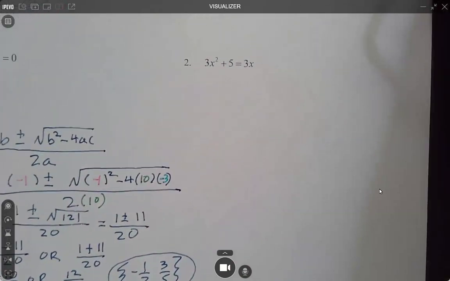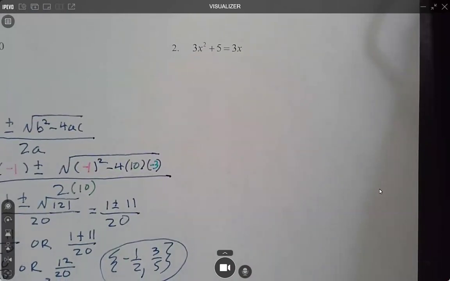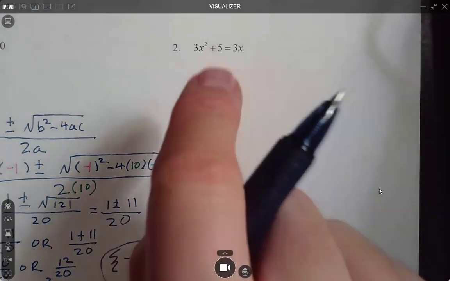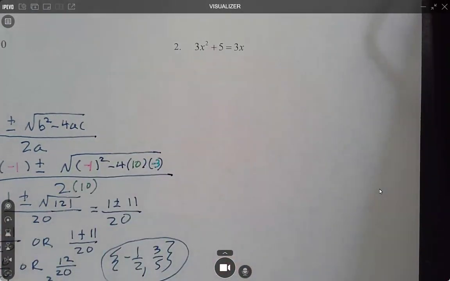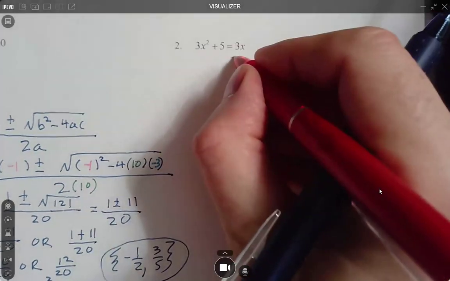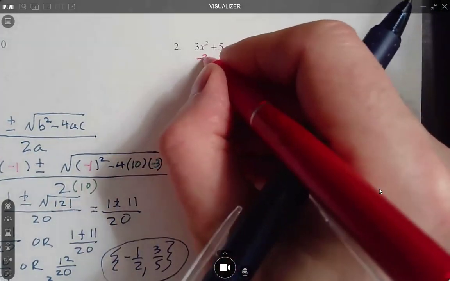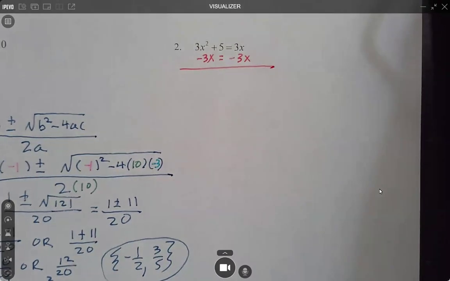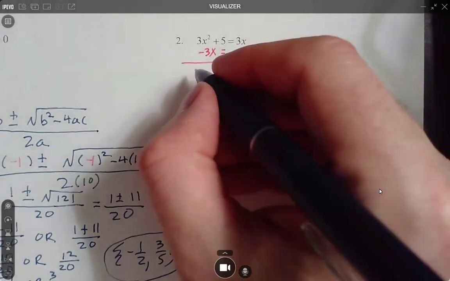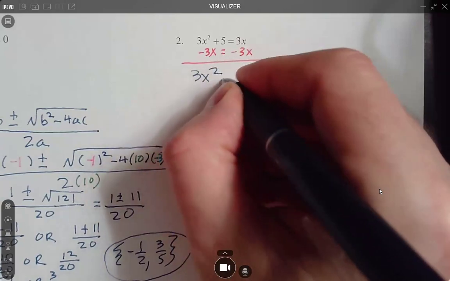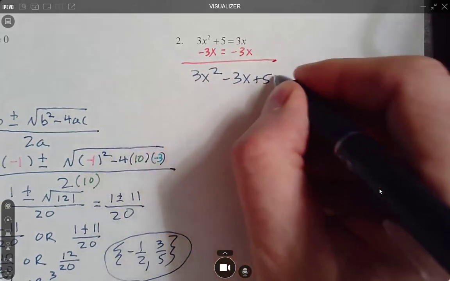All right, let's have a look at number 2. Now remember, whenever you want to use the quadratic formula, you need to get 0 on one side. So the first thing before I do anything else here is I need to get 0 on one side. And the easiest thing here to do is to subtract 3x from both sides. So that's going to give us 3x squared minus 3x plus 5 equals 0.